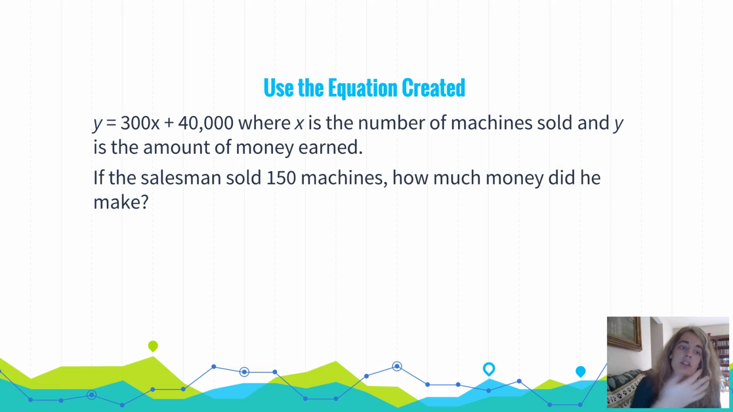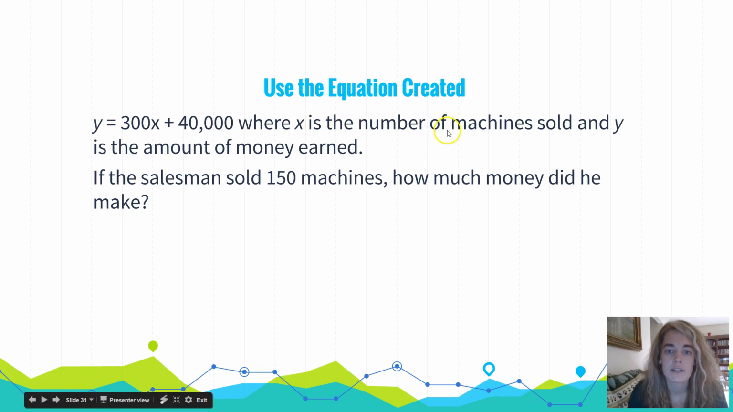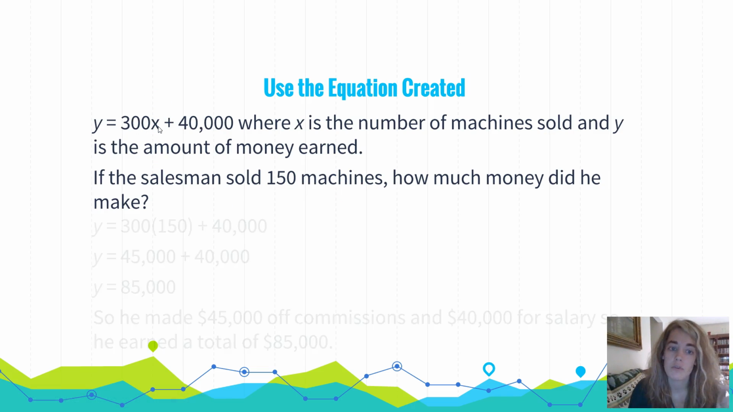Here is the equation that we just used in the last one. This one says, if the salesman sold 150 machines, how much money did he make? So he sold quite a few machines. Remember earlier how we said x is the number of machines sold? So x number of machines. Well, he just told us there are 150 machines. So plug that in for x. Use substitution. You learned this before.